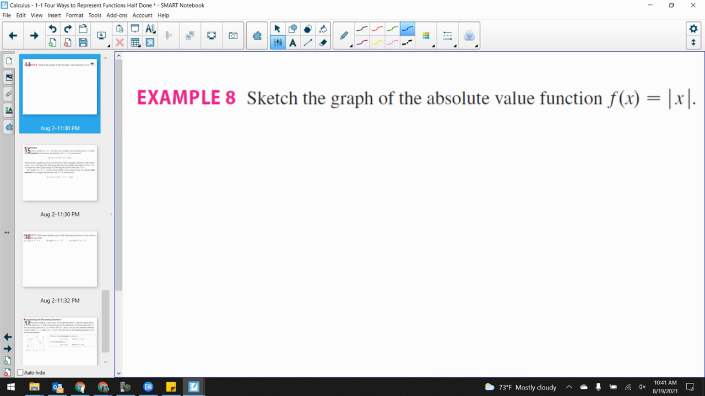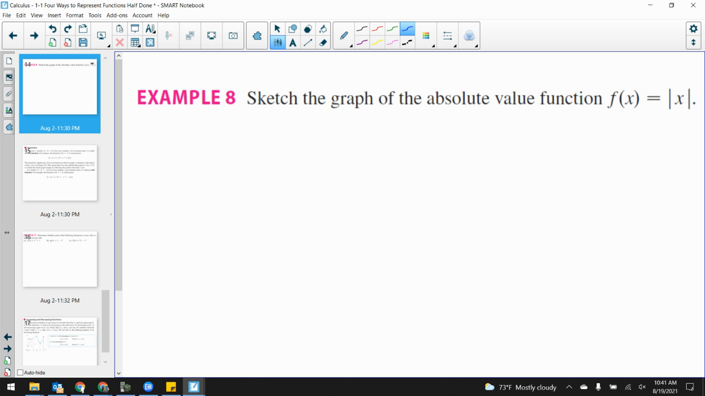Last couple things here. Sketch the graph of the absolute value function f of x is equal to the absolute value of x. The way I'm going to look at this is actually through the piecewise function lens. I'm going to define the absolute value of x to be a piecewise function.